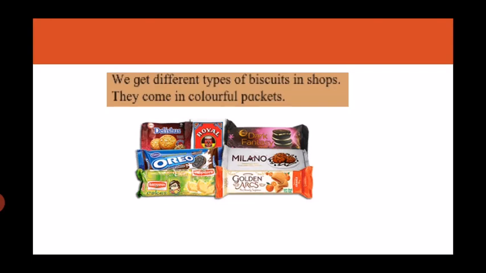We get different types of biscuits in shops. They come in colorful packets. So children, when you go shopping with mummy and daddy and go to the biscuit section, you can see so many different biscuit packets. All of them have different colors. They are big or small. And then you select which biscuit you like. So all the biscuits come in different packets.